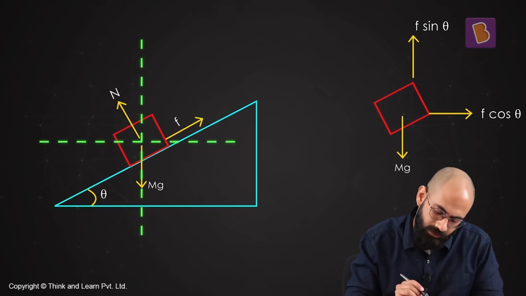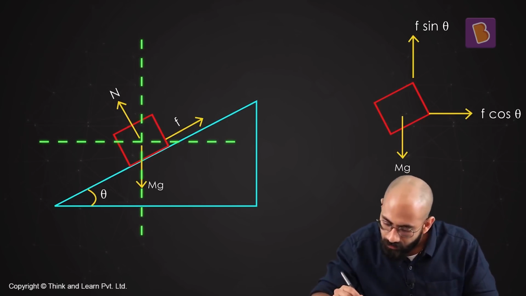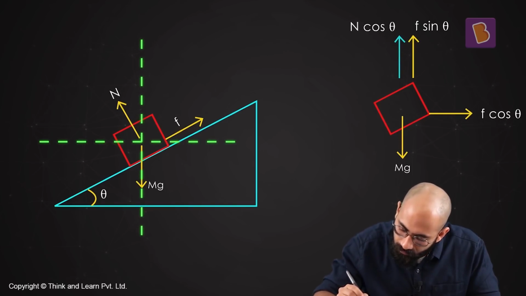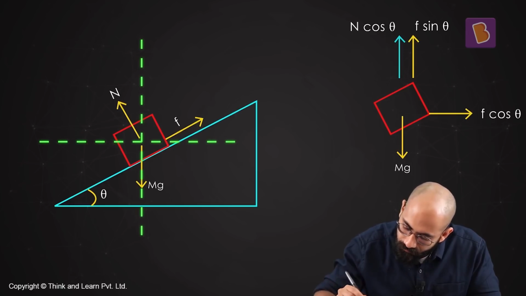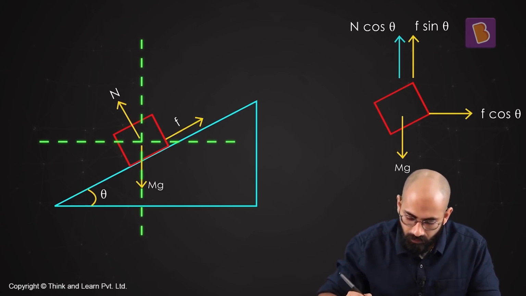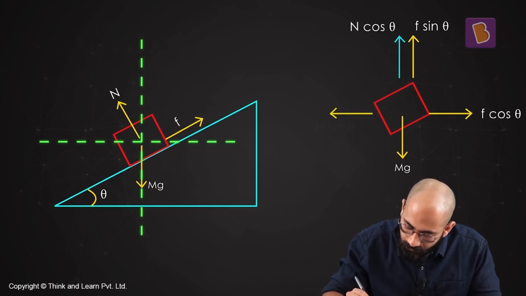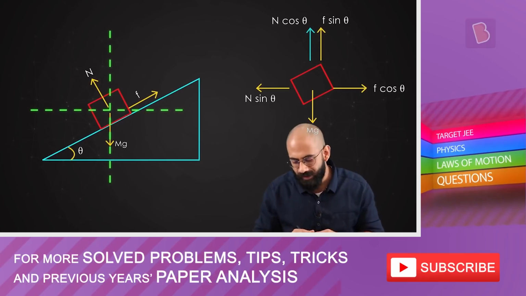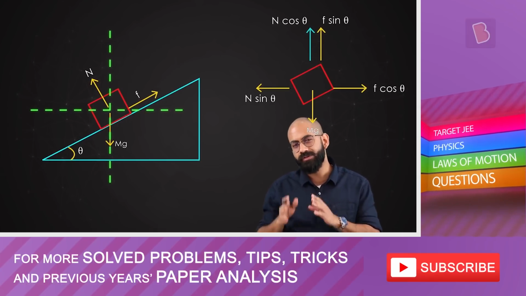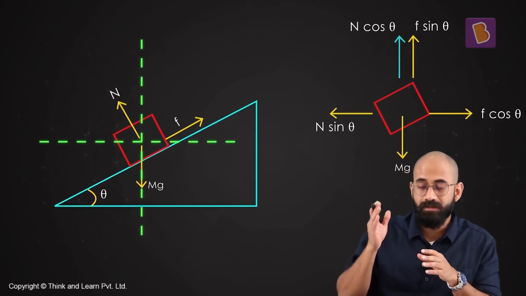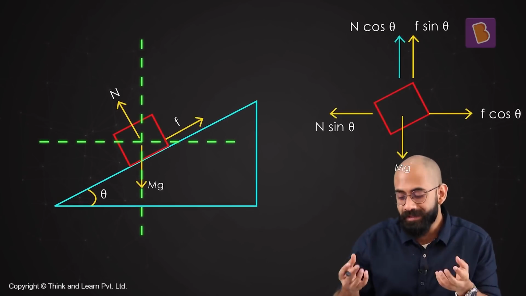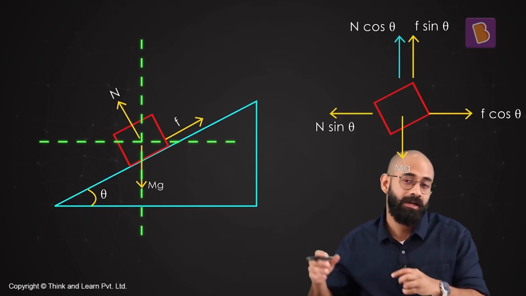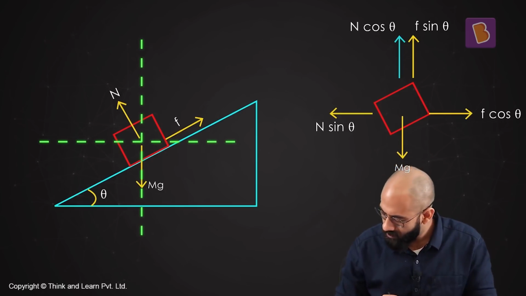If I draw this line over here, this will be n cos theta, and we have n sin theta. All this we know, I'm just revising. As you can see here, I've resolved all the forces in two mutually perpendicular directions, the vertical and the horizontal, so that it becomes easy for us to analyze what's happening in these directions separately, and then we can solve the problem.